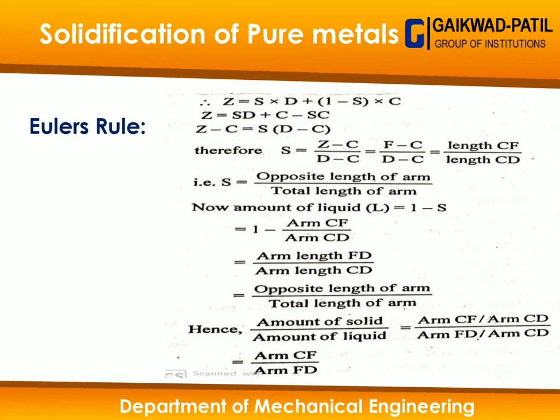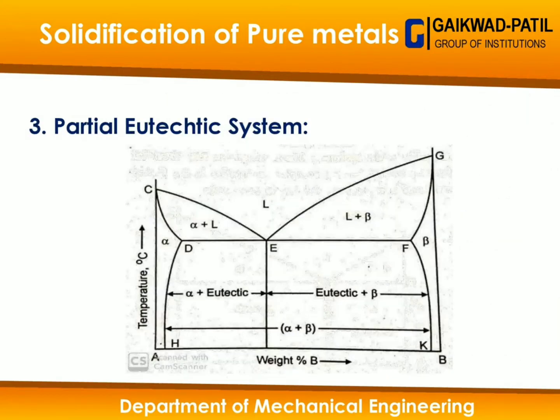Now, the next system is a partial eutectic system. It is one of the modified systems of the eutectic system. In the eutectic system, we have seen that metals A and B having melting temperatures C and G have a wide difference between their melting temperatures. When we allow metals A and B to cool down from points C and G for formation of an equilibrium solution up to point E, then simultaneously a nucleation phase gets formed.